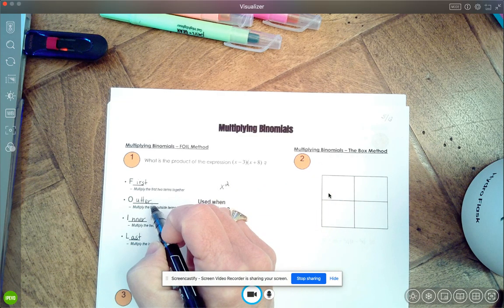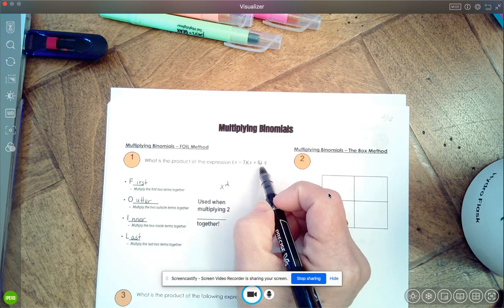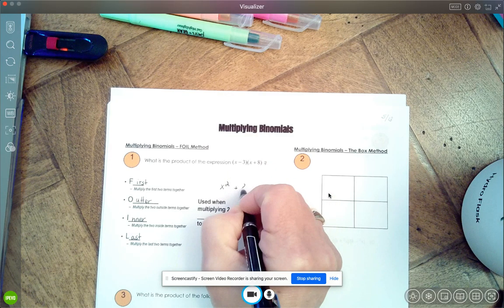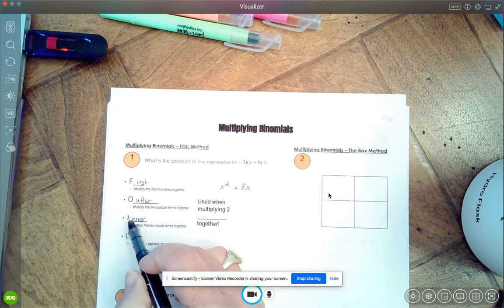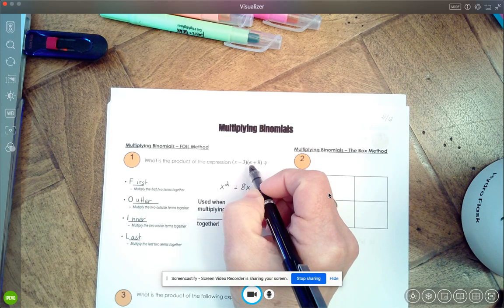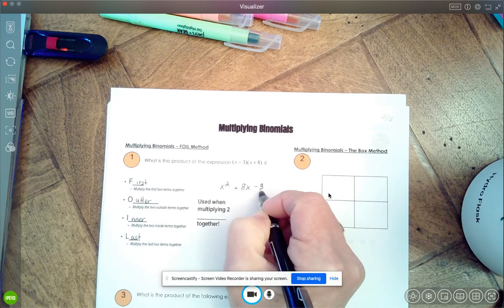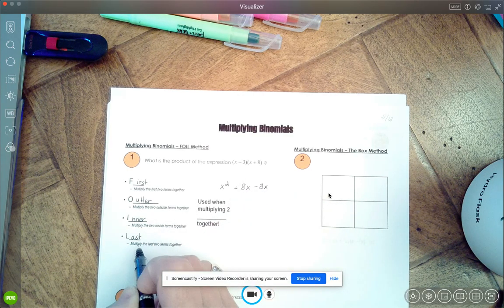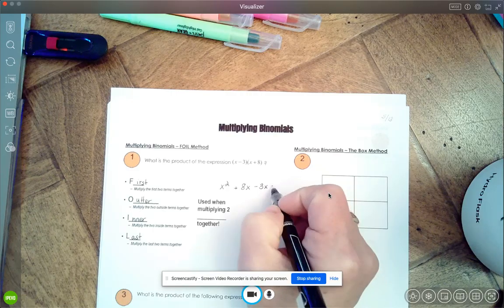Next, I can multiply the outer terms, the outer ones here. This is on one end, this one is on the other. X times 8 is a positive 8x. My third down here says inner for FOIL. I multiply the inner terms, the ones that are really close together. Negative 3 times x is negative 3x. And then the last terms in each binomial. I have a negative 3 and a positive 8, negative 24.